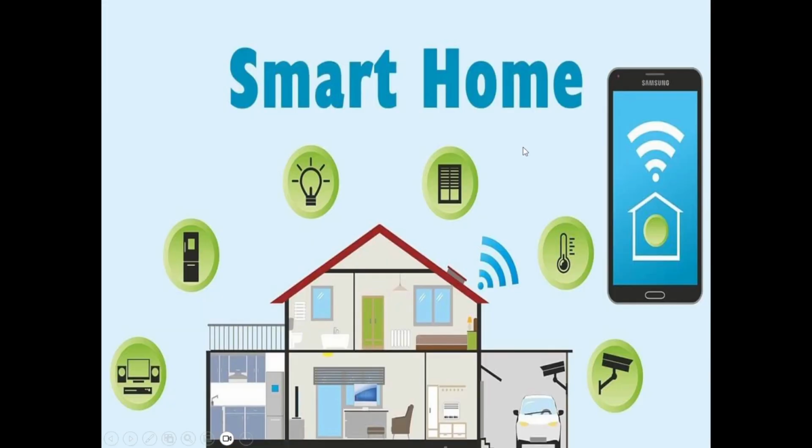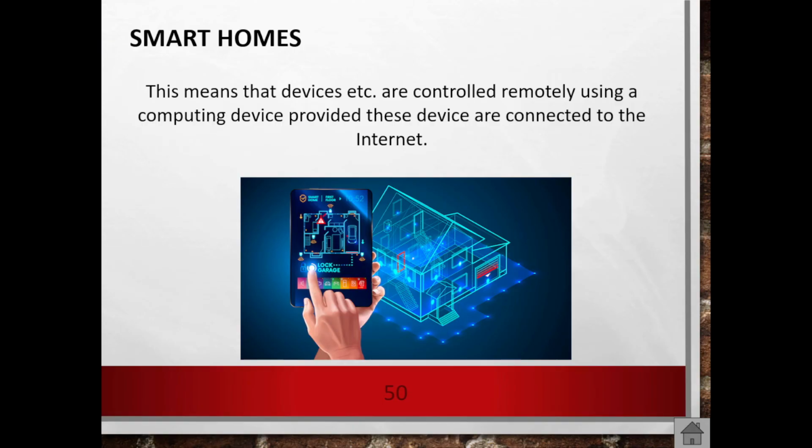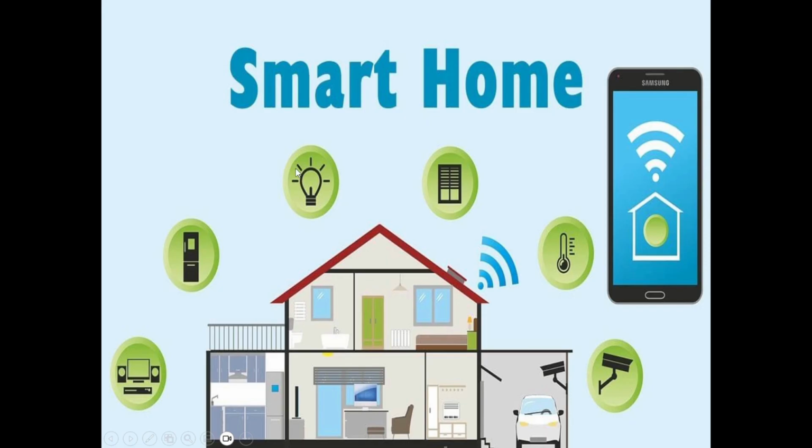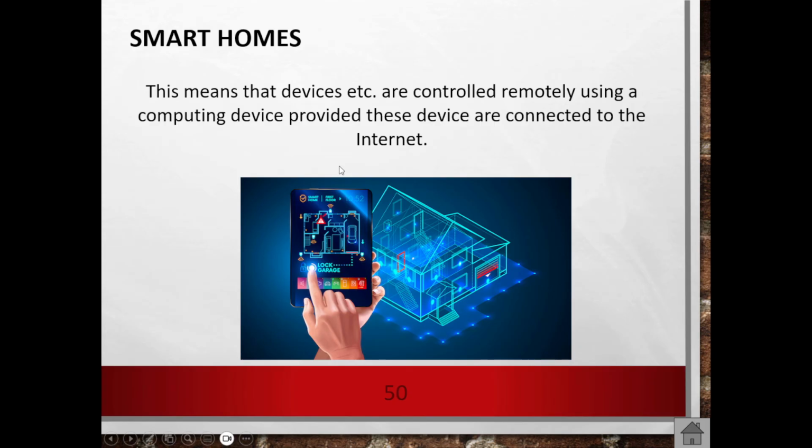And we see a lot of this when it comes to smart homes, right? This is something that has started to come up and show itself in papers as well. Remember that when we talk about the smart home, this means that devices are controlled remotely using a computing device, provided that these devices are connected to the internet. So it means that I can switch off lights via my phone, but I'm connecting to all of these via the Wi-Fi within my house. So I can check the cameras, I can adjust the temperature of the aircon, I can switch on the TV, I can do all these different things.